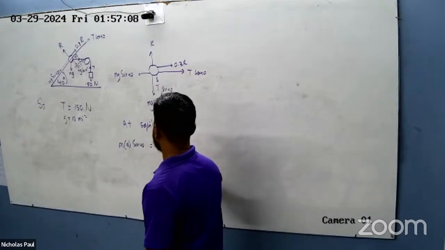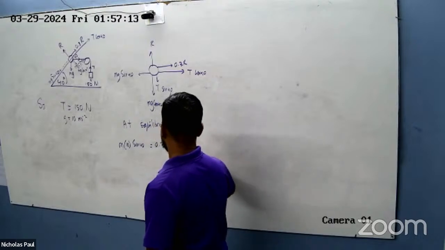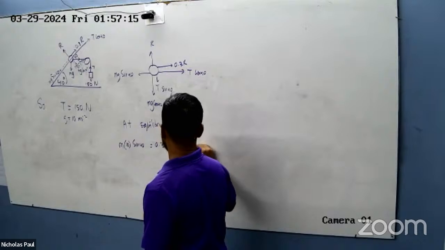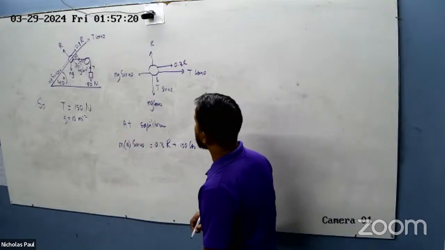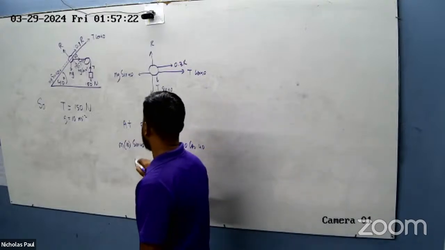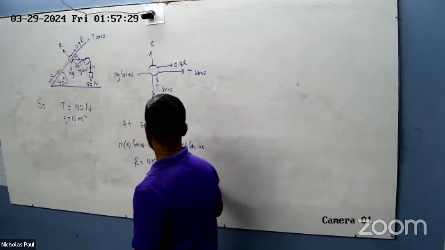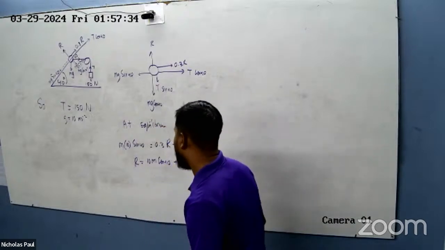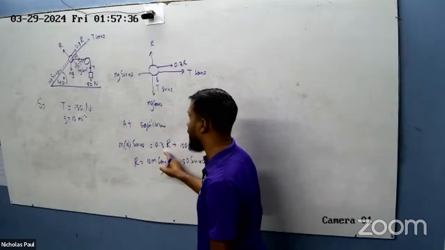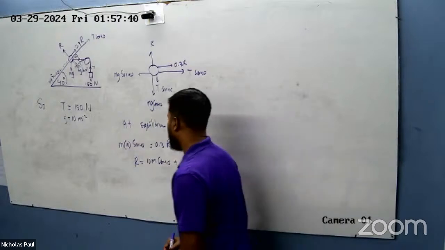Is equal to 0.3 R plus T plus 150 cos 40. And the next one, R is equal to 10M cos 40 plus 150 sine 40. Or what we could really do is plug M in here, plug R in here. Right. Could have a little delay now, but right?